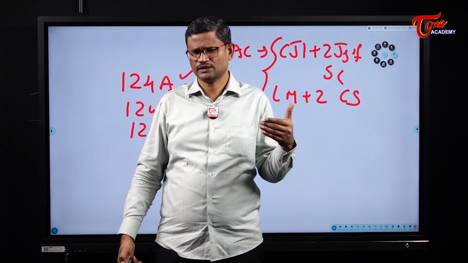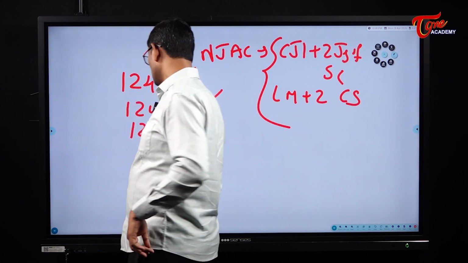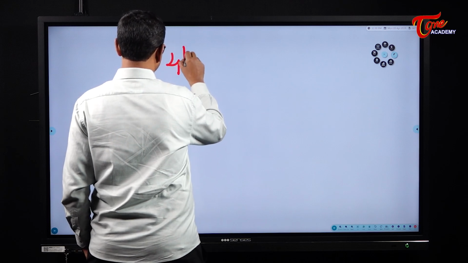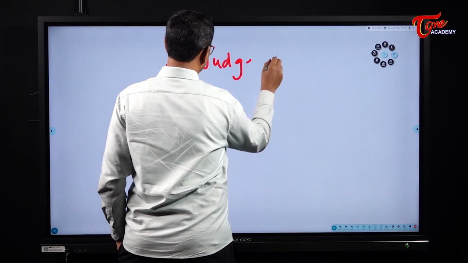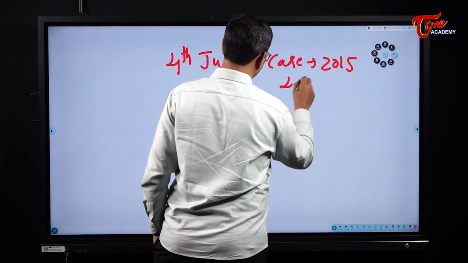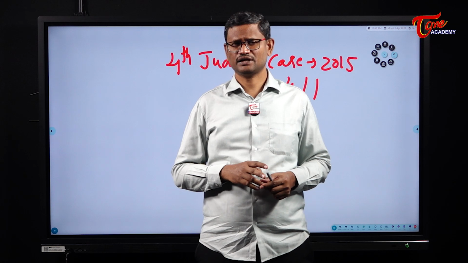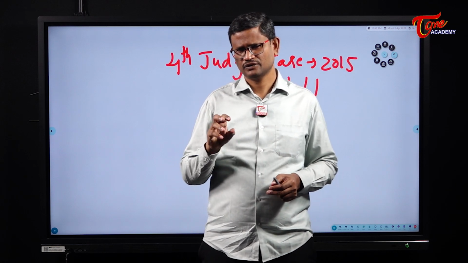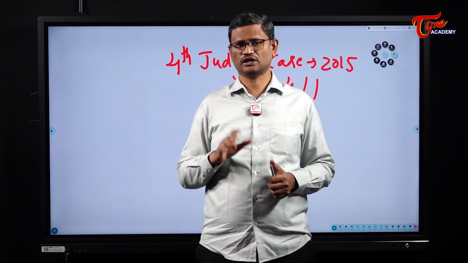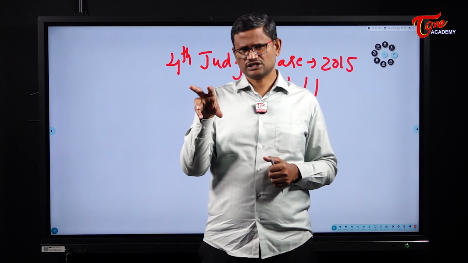And this 99th Amendment and the NJAC Act 2014 were challenged before the Supreme Court. And in a case known as the 4th Judges case in 2015, a 5-judge bench by a 4:1 majority struck down the 99th Amendment as invalid. This is the first time an entire amendment of the Indian Constitution by the Parliament was totally struck down as invalid.